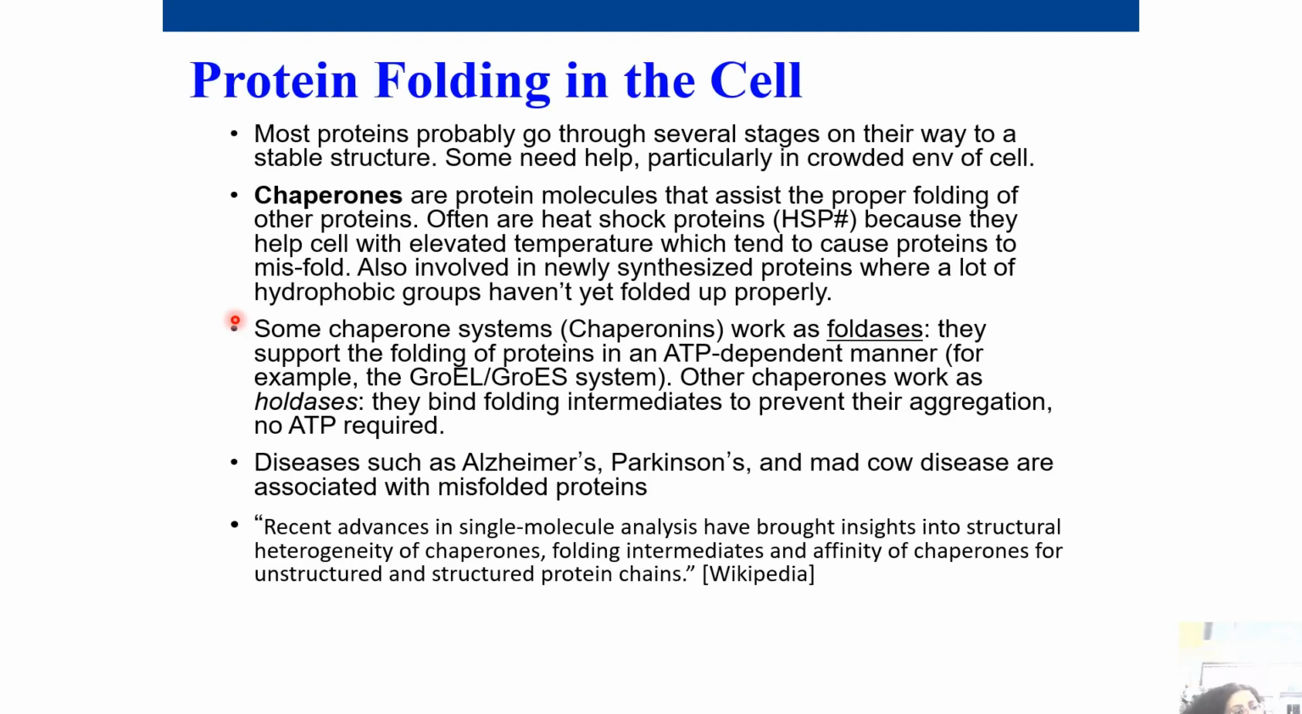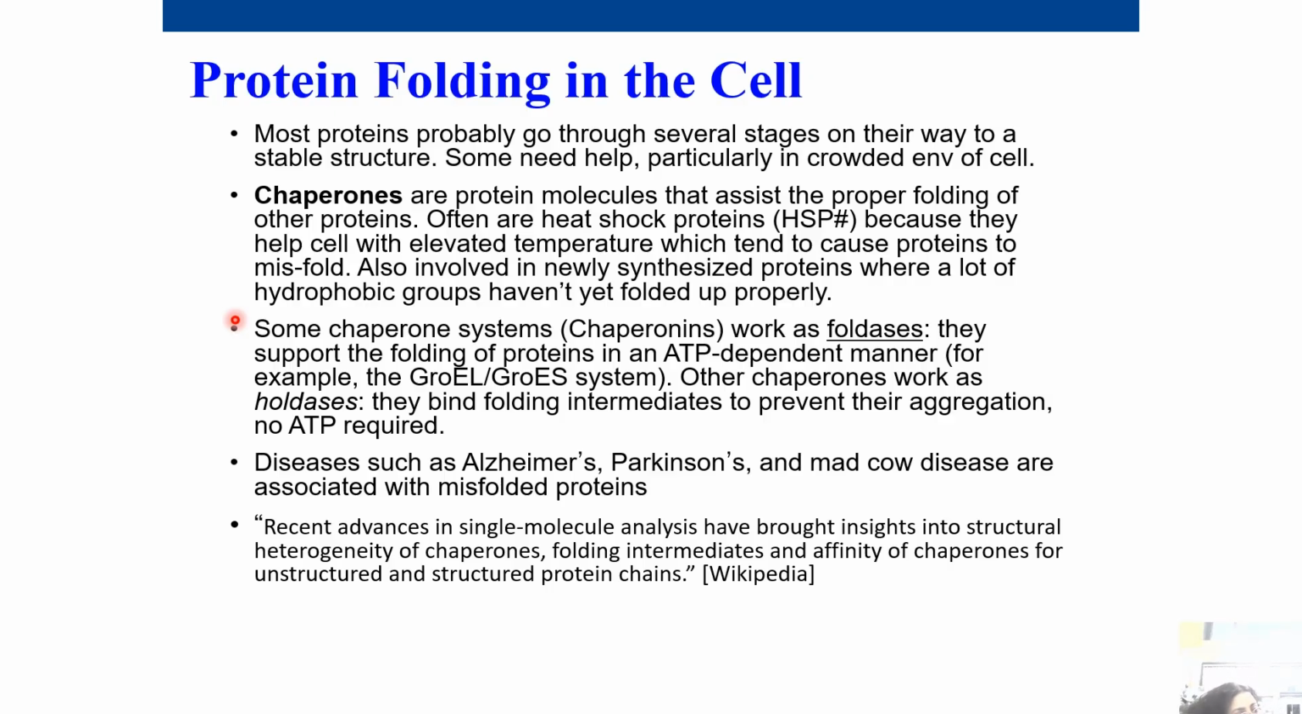Okay. Now, most proteins probably go through several stages on their way to a stable structure. Some need help, particularly in the crowded environment of the cell. Chaperones are protein molecules that assist the proper folding of other proteins, often heat shock proteins because they help the cell with elevated temperature, which tends to cause proteins to misfold. Also involved in newly synthesized proteins where a lot of hydrophobic groups haven't yet folded up properly.